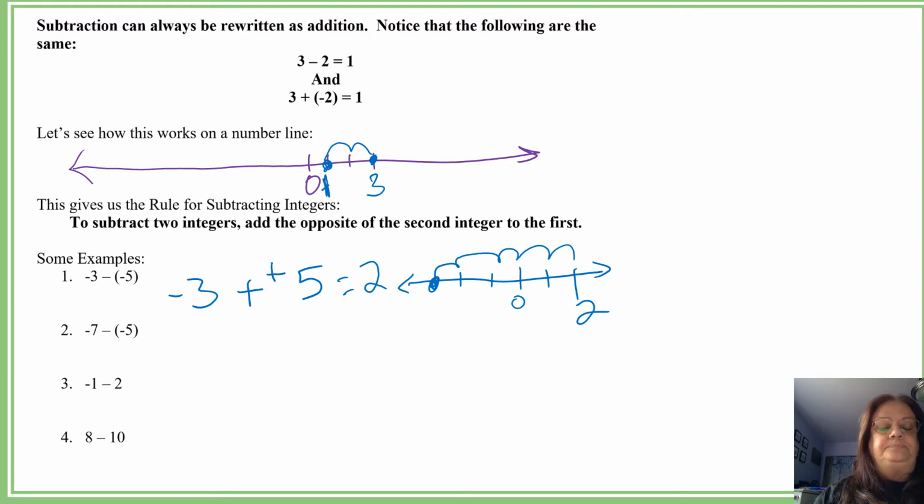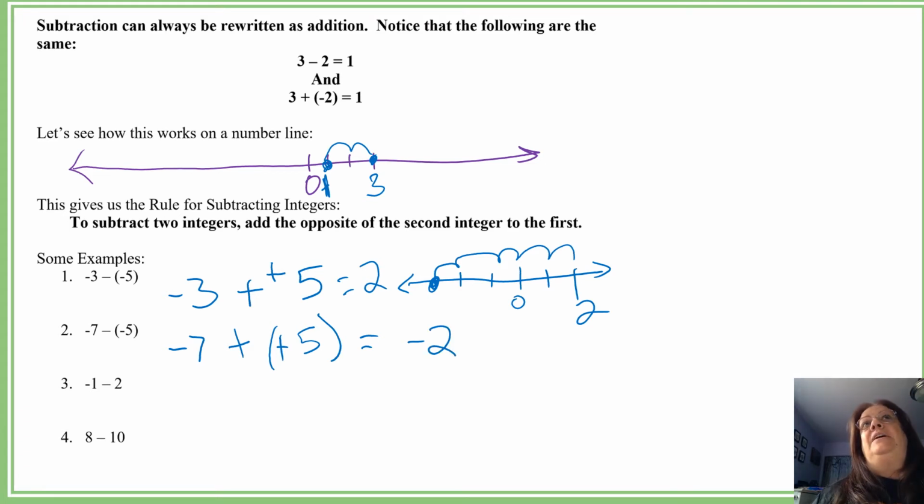Okay? All right. So negative 7 minus negative 5 is plus a positive 5. That's the same thing as 5 minus 7, and it's not negative 7, it's negative 2. Sorry about that. Good thing I caught it.